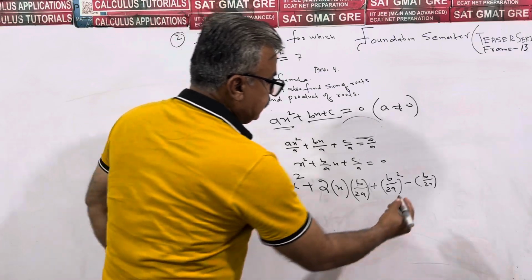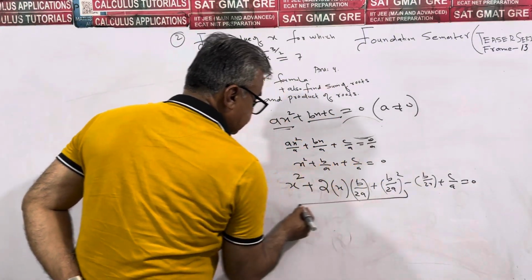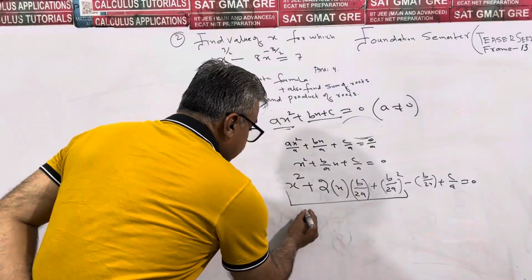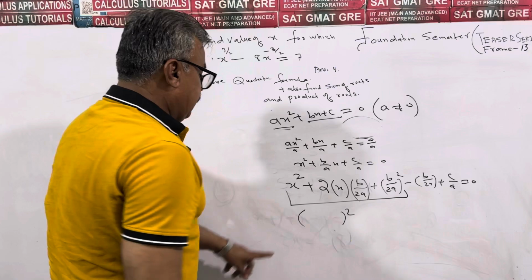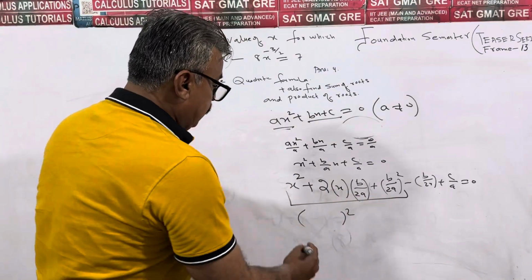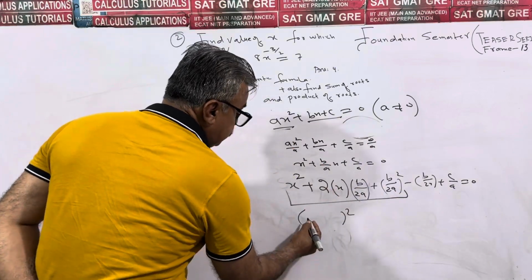Plus c over a, same. a is not equal to 0. Now shrink this. Make it compact. This is how to close this: take the first one without the square, the third one without the square, and take only the symbol of the middle one.